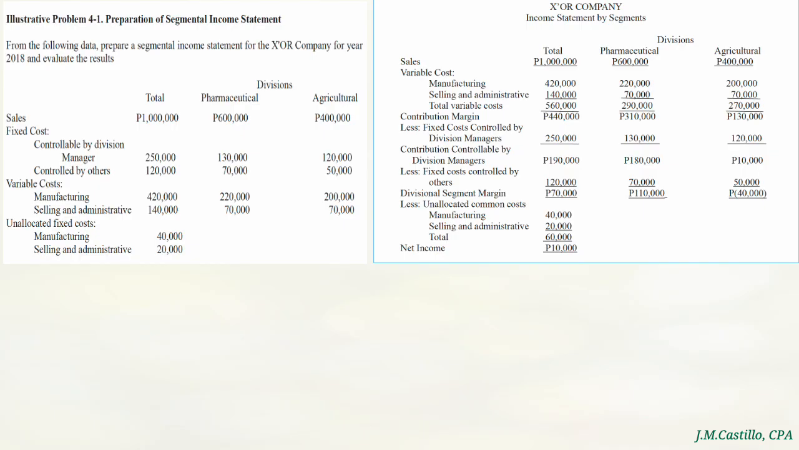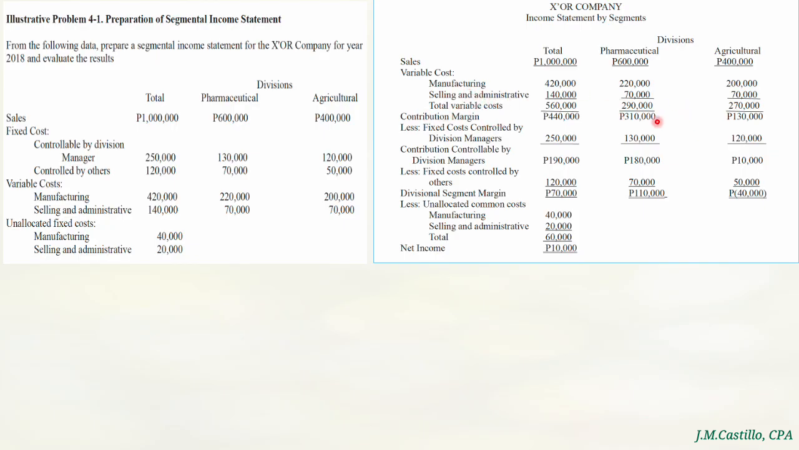Another given is your variable. So, meron ding pagkakahati. Definitely, madaling ma-distinguish yan sa variable. And definitely, merong binigay na given na unallocated. So, pag nilatag natin ito, the first line, of course, is your sales. Yung contribution format ang gagamitin po natin. So, 1 million, tas segregated siya. 600k pharma, agri is 400.